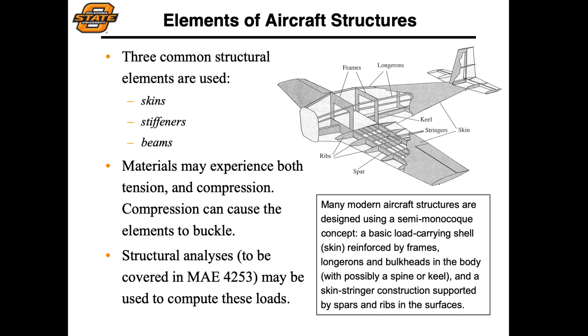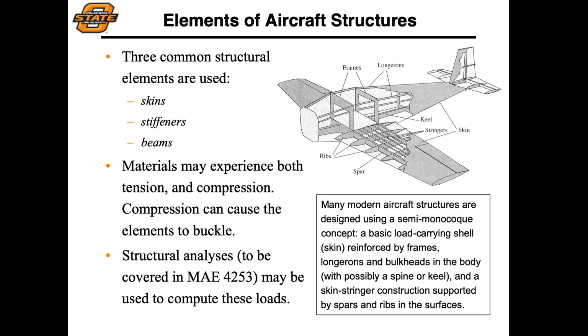In wings, for example, we'll primarily have spars, which run along the span of our wing, and then ribs, which run along the chord length of our wing. So the ribs will be carrying loads that are transferred from the skin directly to the ribs, and then that load is transferred from the ribs to the spar, and then the spar transfers that load directly through the wing box structure to our aircraft fuselage.